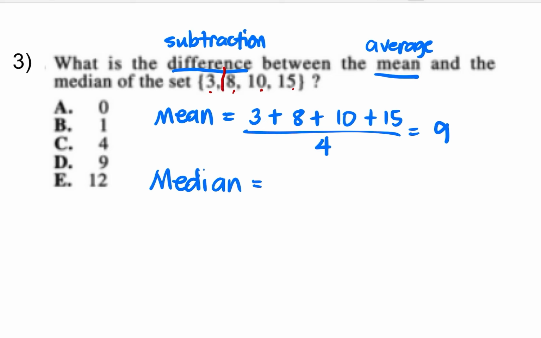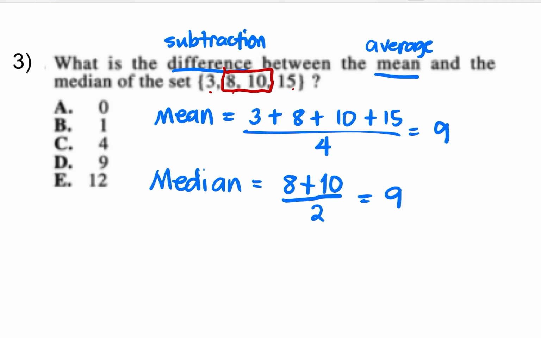However, for the middle number, we've got 2 middle numbers. So we've got 8 and 10. And because we've got 2 numbers, we're going to add these 2 together and divide by 2 to get the middle number, or the median. So that would be 18 divided by 2, which is 9.